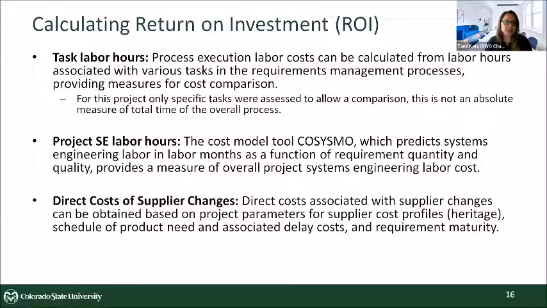And then for projects SE labor, I'll talk about the use of the cost model tool, SysML, and that's essentially an Excel file. And in that Excel file, if we turn a few knobs, such as requirement count, we can get a prediction of SE labor for that project. And you can use it then as a basis of comparison. And then direct costs on supplier changes could actually be a project predicted input based on heritage of a supplier. And I'll go into different ways that could be utilized in this.